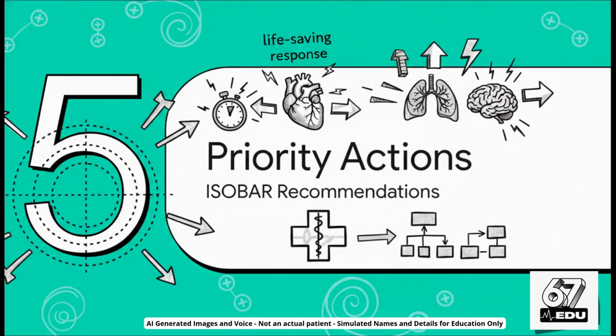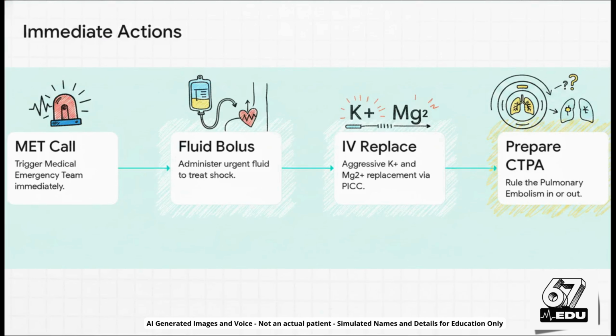So what do we do? Let's jump to Section 5, the R in our ISOBAR handover, recommendations and priority actions. Here are the exact priority actions required, in order. Step 1. Trigger a MET call, medical emergency team. You need advanced help at the bedside immediately. Step 2. Push an urgent fluid bolus to treat that circulatory collapse and drag that 85/40 blood pressure back up. Step 3. Start aggressive IV potassium and magnesium replacement using his existing PICC line. We absolutely have to stabilize his myocardium to prevent a lethal arrhythmia. And finally, step 4. Once he is hemodynamically stable, prep him for a CTPA to definitively rule that pulmonary embolism in or out.